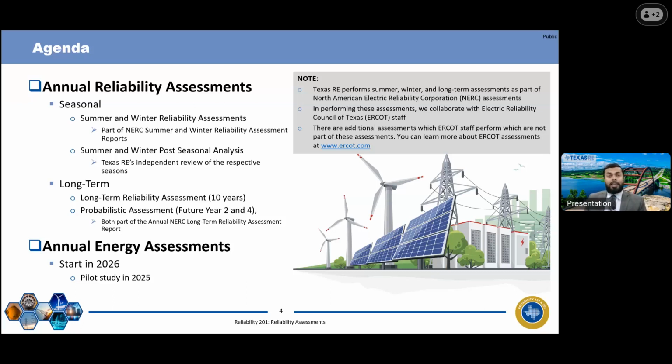I would like to point out a few things before we move on to the next slide. It is important to note that our summer, our winter, and our long-term assessments are done in connection with the NERC assessments. In performing all of our assessments, we work with the Electric Reliability Council of Texas, in short, ERCOT. As we're aware, ERCOT operates our electric system in the state of Texas. There are additional assessments which ERCOT performs, and they are not part of these assessments that we'll discuss today. You can learn more about the ERCOT assessments by visiting their website, ercot.com.